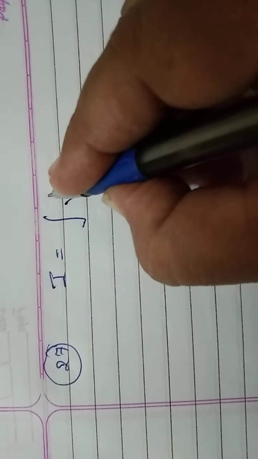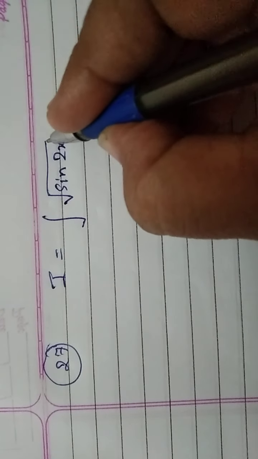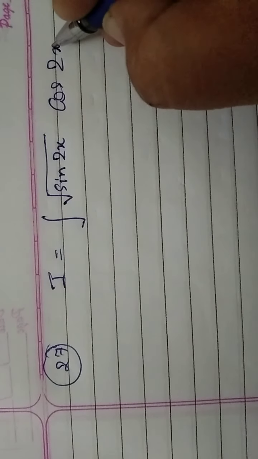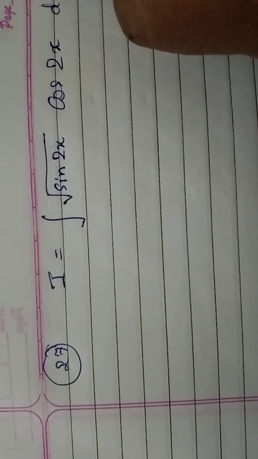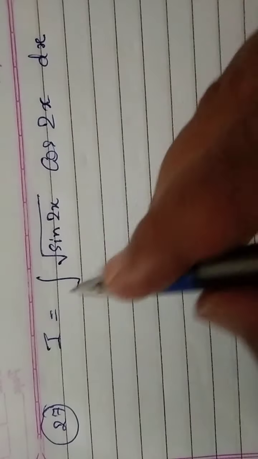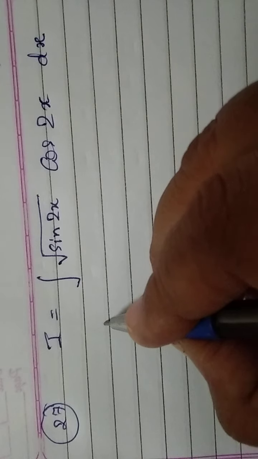One more question we'll do, that is question number 27. So let us see question 27. I is equal to the integral of under root of sine of 2x into cos of 2x into dx. Mostly when we try to substitute, what is inside the under root is what we mostly substitute. Let us try doing that.